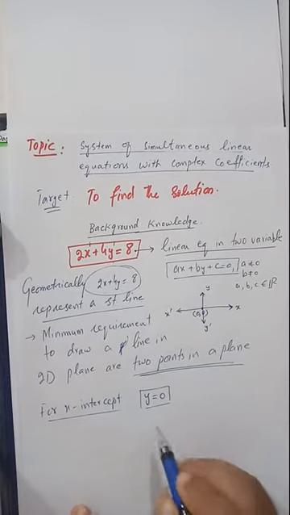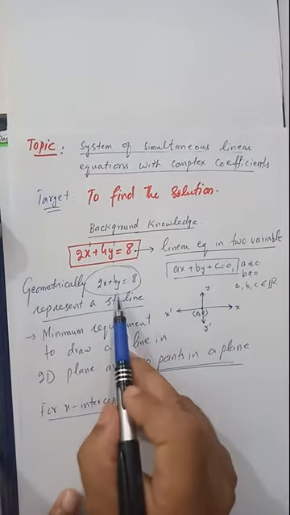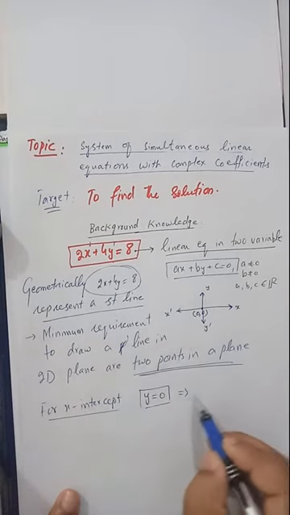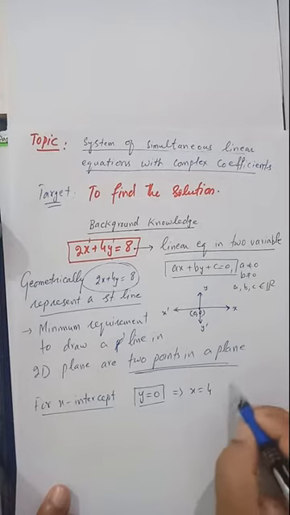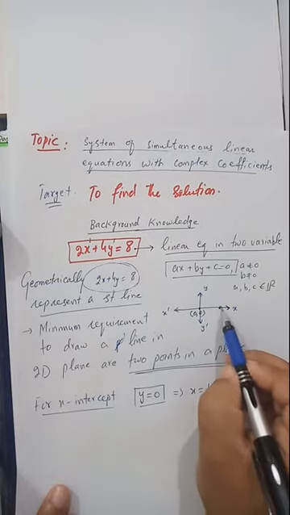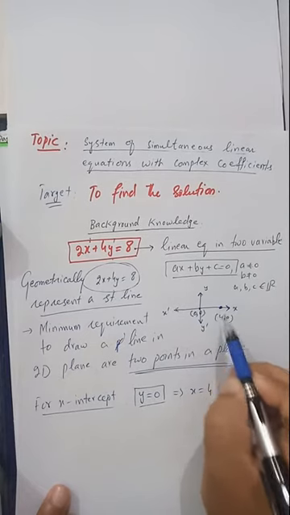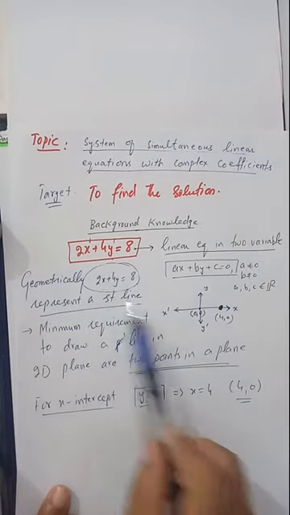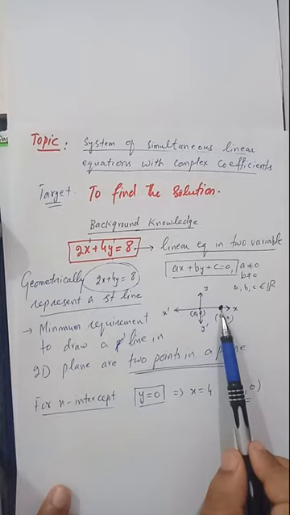So when you put y equal to 0 in this equation, 2x is equal to 8, so this implies that x is equal to 4. So this (4, 0) is your x-intercept. Let's say this is (4, 0). This point is my x-intercept, meaning the line is passing through the x-axis from this point, meaning this is the point of intersection of the line with the x-axis.